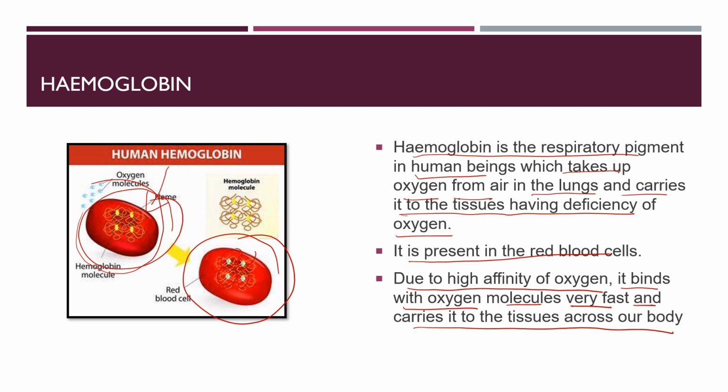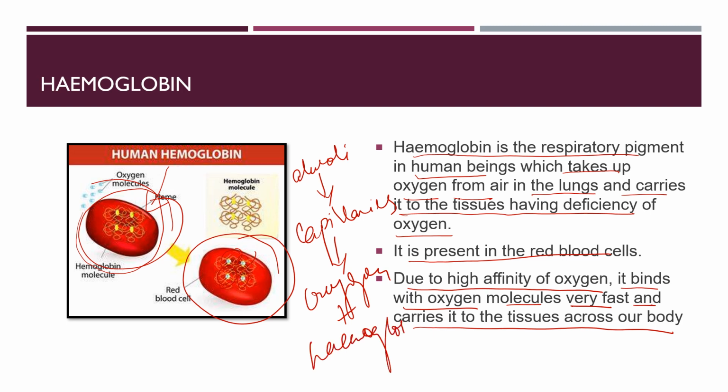So oxygen which was diffusing from the alveoli to the capillaries, from the capillaries it is combining with the hemoglobin. Then it is carried to different parts of the body or the tissues, and it is helping in other metabolic activities. So it is forming a compound called oxyhemoglobin, and it is being carried to different parts of the body for performing various metabolic activities. So this is all for this lesson.